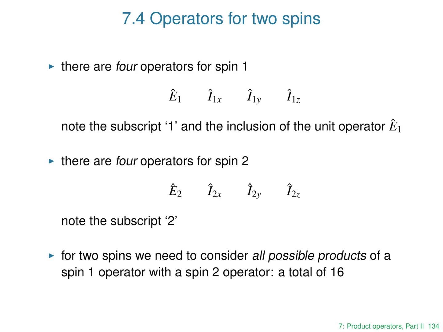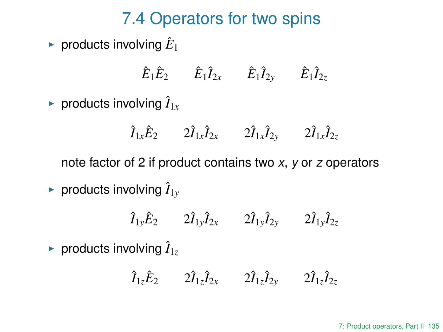Here are all the products involving I1Y: I1Y E2, I1Y I2X, and that has to have a 2, and so on and so on. And you've got the hang of it now. The final lot are all the operator products involving I1Z, so I1Z E2, and so on and so on. And there are all of the 16 possible product operators. And the density operator at any time will be some linear combination of all of these 16 operators. You'll be glad to hear that it's very unusual to get to a point in a calculation where you've got that many operators. You usually deal with a rather smaller number as you go along.